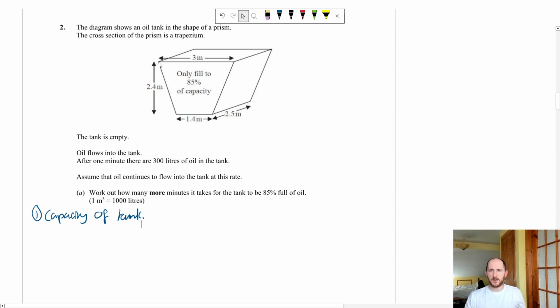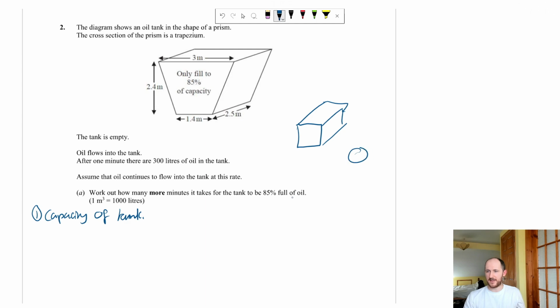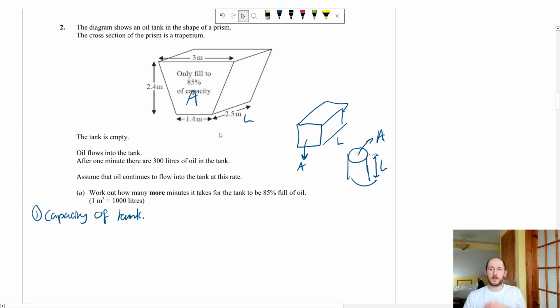So how do I work out the volume of a prism in general? With any kind of prism, you could have a cuboid like this, or a cylinder like this. All you do is work out the area of the cross section, in this case the front face, the trapezium, and you times it by its length, and that will give you the volume of the tank, or the prism that you have. So with any of them, you're working out the area of the cross section, the front face, and then timesing it by how long the shape is.